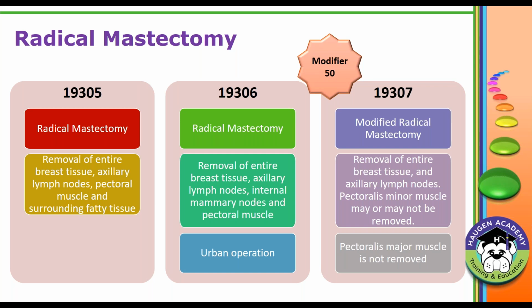More commonly, they're doing the modified radical mastectomy. It's less extensive and, like I said, more commonly performed, but it does involve the removal of the entire breast tissue, so the skin, areola, nipple, and the axillary lymph nodes. The pectoralis minor muscle may or may not be removed. However, the pectoralis major muscle is not removed. You can report 19307 for modified radical mastectomy, including axillary lymph nodes with or without pectoralis minor muscle, but again, it excludes the pectoralis major muscle. And modifier 50 does apply to these codes. These are unilateral procedures.